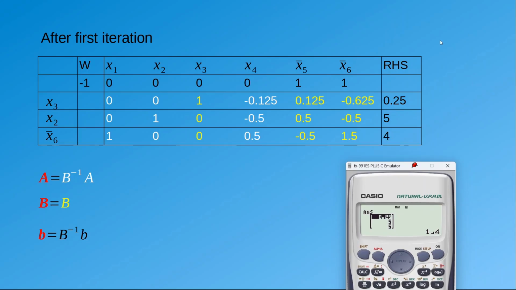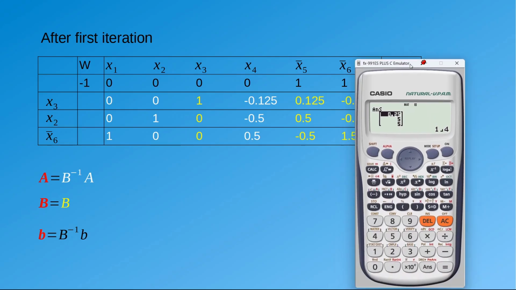So W, or minus W plus x5 bar plus x6 bar, is equal to 0. That is, W is 0. That is, W is minima. Of course, to find the coefficients of x1, x2 and x4, we have to take B inverse into A.